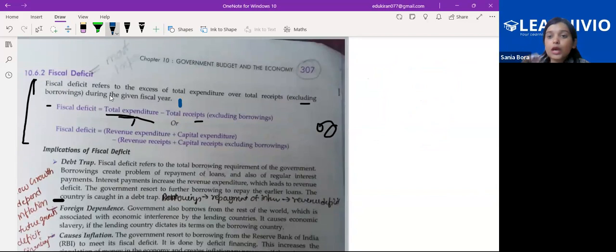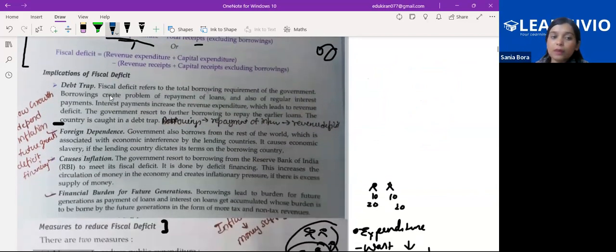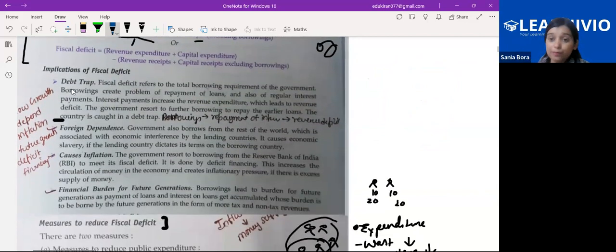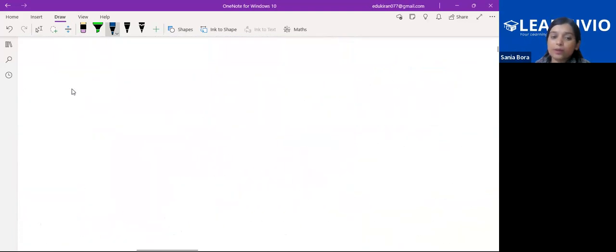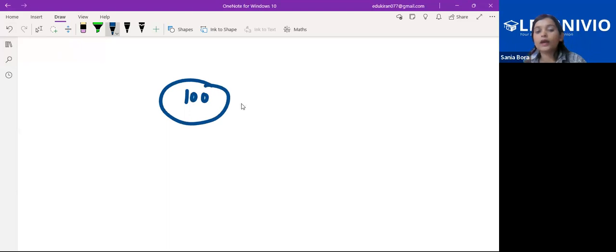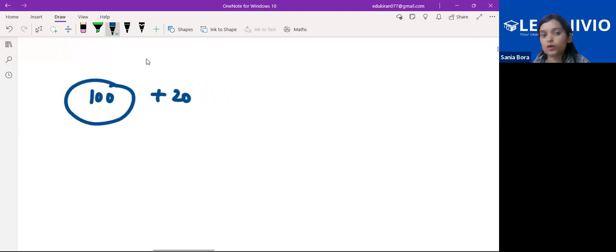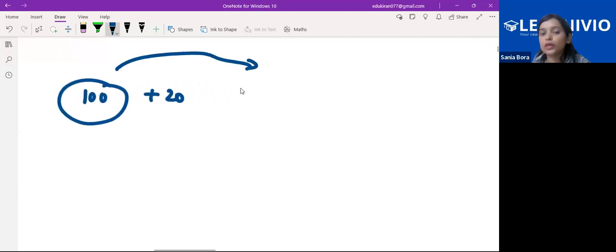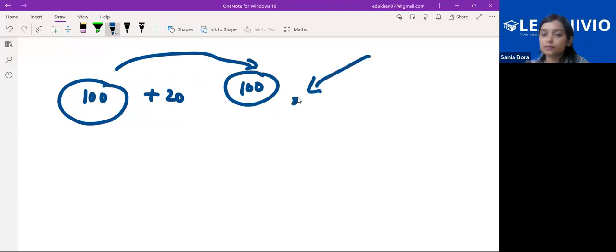Okay. So now, what are the implications of fiscal deficit, ma'am? First, the implication is debt trap. Now, ma'am, what is this debt trap basically? For example, you borrowed 100 rupees. You have to return 100 rupees plus 20 rupees as interest. The next month you promised. Next month came, you were only able to pay 100 rupees, but this 20 rupees you were unable to pay. So for this 20 rupees you borrowed from somewhere else.